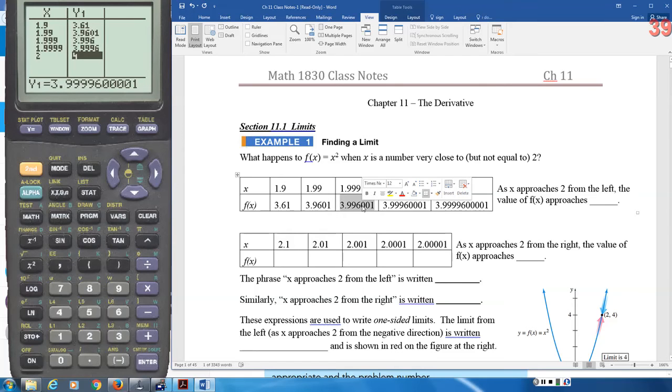3.996001 is even closer. And by the time I come out here, and instead of putting in 1.99999, 1/100,000th away from 2, I am only a very, very little bit away from 4. What this tells me is that as x approaches 2 from the left, the value of f of x approaches what we already knew, which is 4.